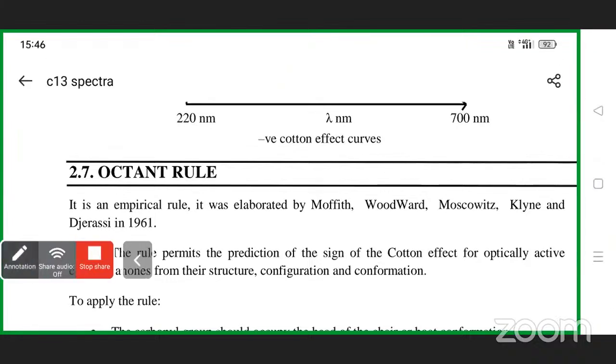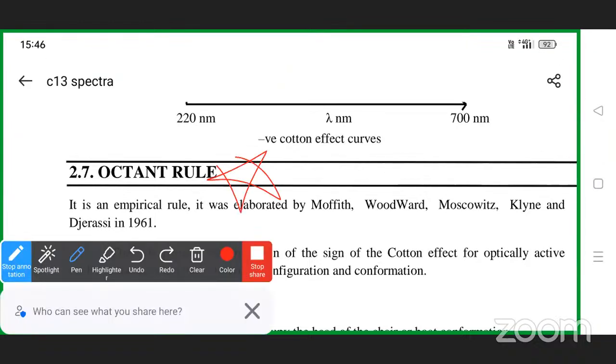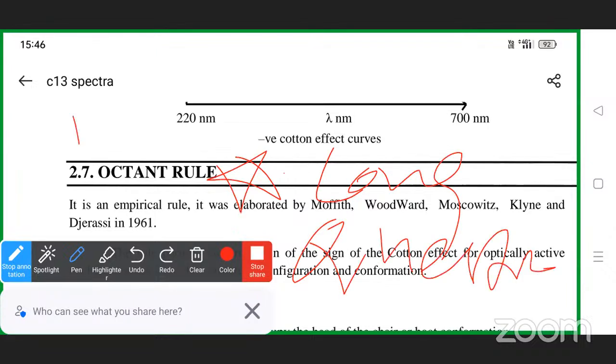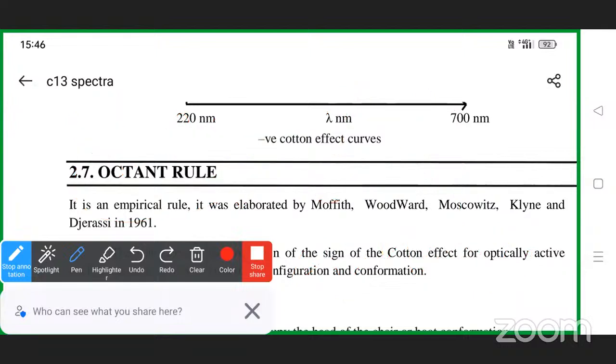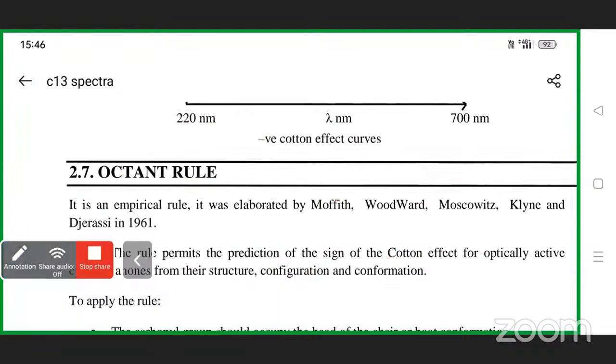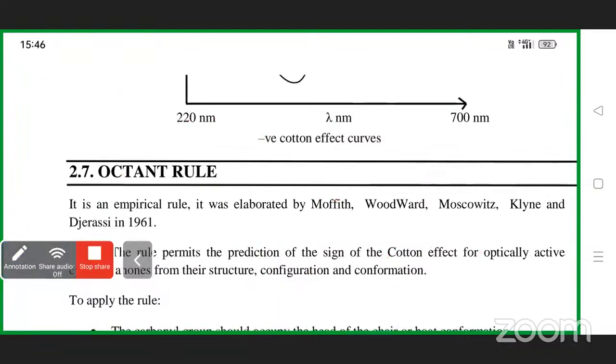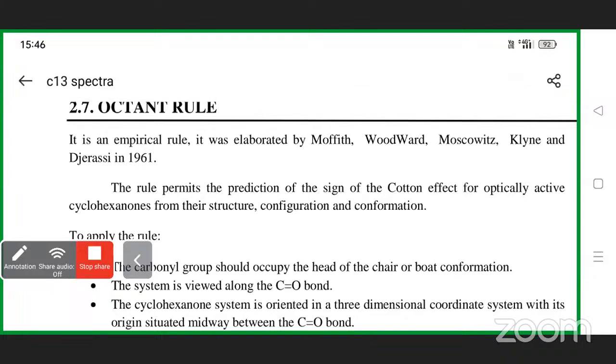Next, the octant rule. This is very, very important for the long question, 12 marks. The octant rule is very frequently asked, repeated every time. Let's see what the octant rule is.